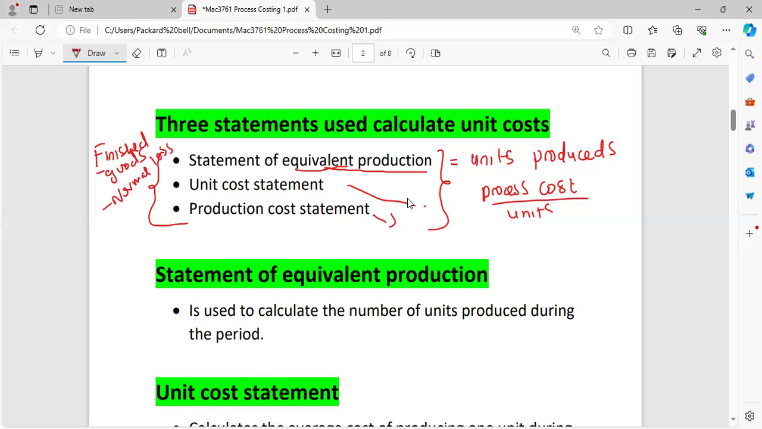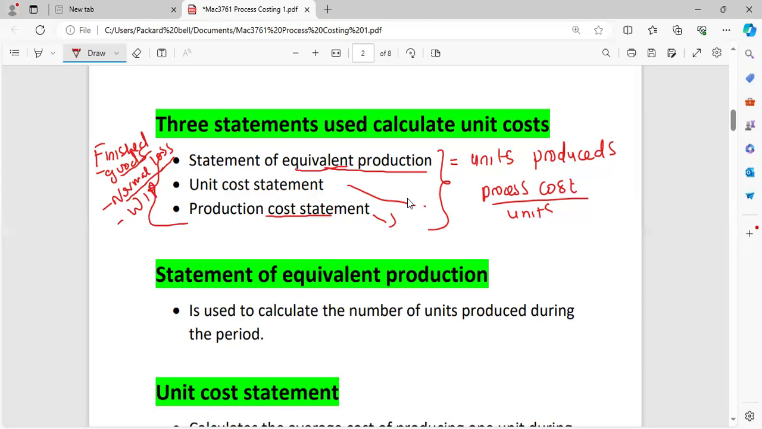Then we'll also have work in progress. So your statement of production cost should only have the cost of these finished goods and the normal loss. Remember, a normal loss in process costing is part of the product. If something is a normal loss, it means we are able to sell that product. Those are the defects that you can sell at a low price. So those are the normal loss in the process.